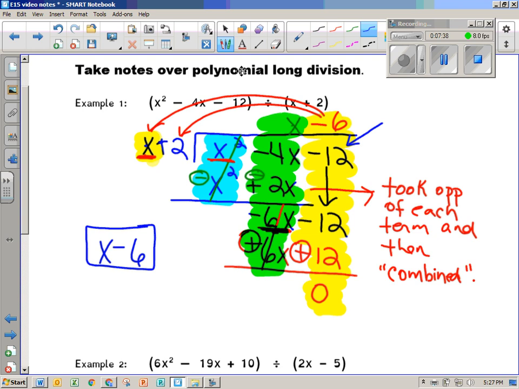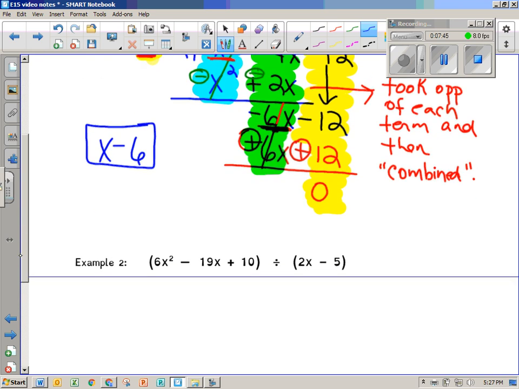Looks pretty crazy, but it's the same kind of long division that we did before. It'll take a little practice. So I've got some more examples, so let's keep going.